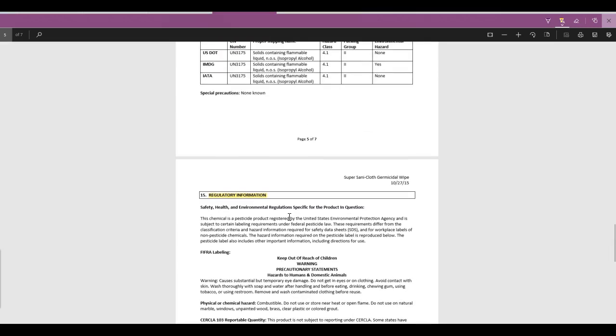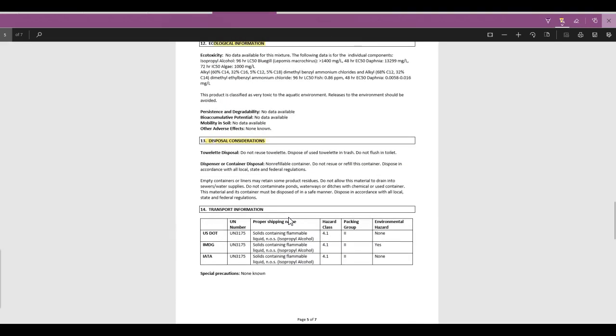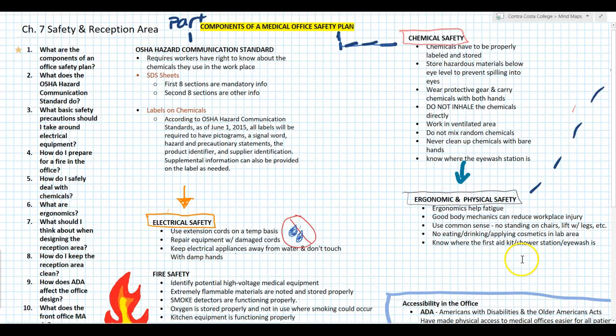And we have these for everything. I mean, you have SDS sheets for window cleaner, Windex, and regular Lysol wipes. Even dry erase markers have SDS sheets. So there are SDS sheets for literally anything that has a chemical that you could be exposed to in your workplace. All right, I'm going to switch back over to the lecture. And we'll talk about the labels.